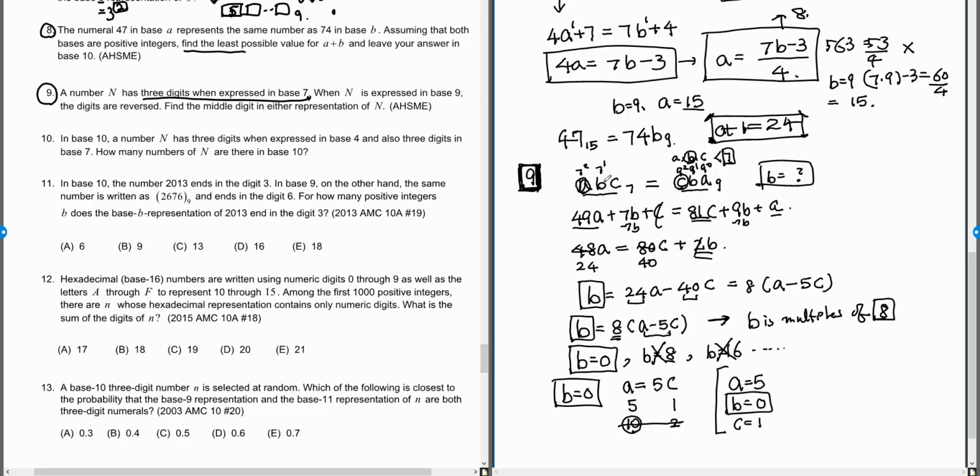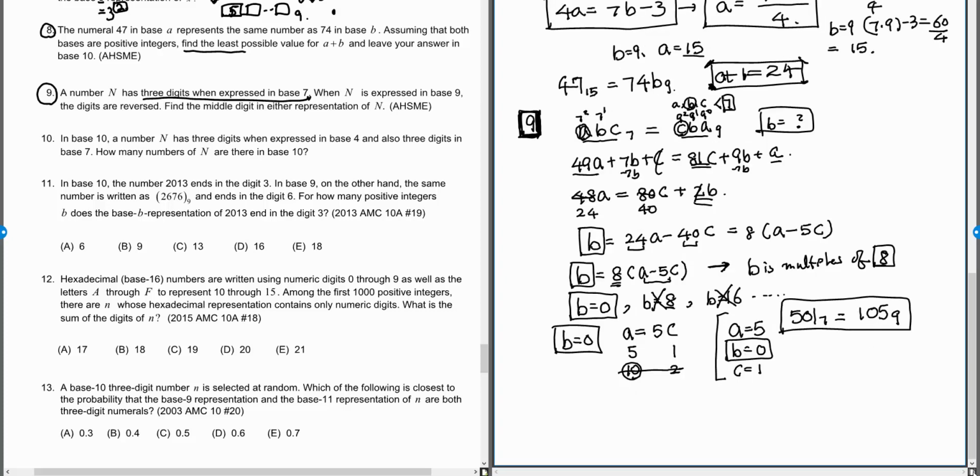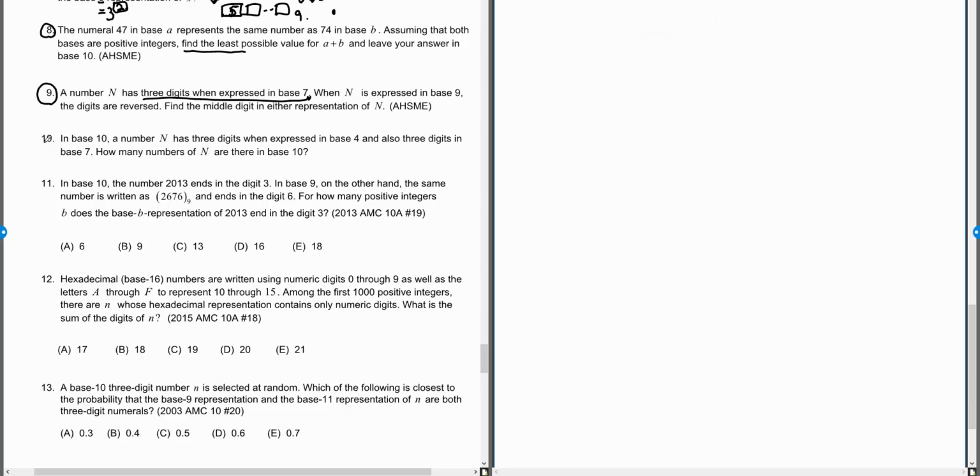So we can prove it here: 503 in base 7 is exactly equal to 305 in base 9. That's true. Very good. That is number 9, I'm sorry. Number 10 next.